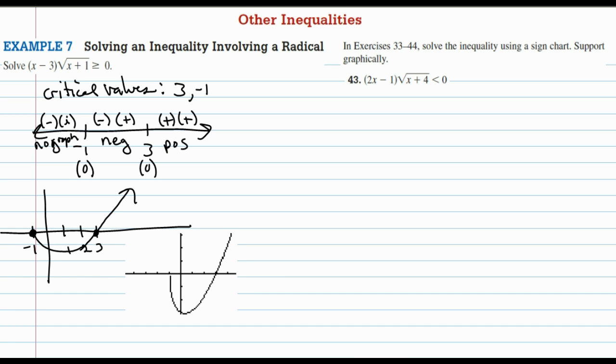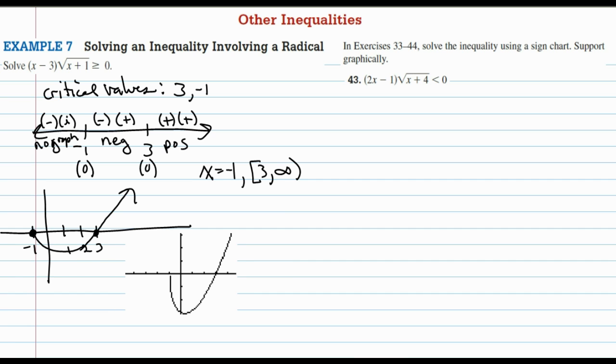So to answer the question, where is that inequality greater than or equal to 0? That's going to be, first of all, x equals negative 1, as well as anywhere from 3 out to positive infinity. So negative 1 is this lone number that makes the function equal to 0. So we have to include negative 1 and then anywhere from 3 to infinity.